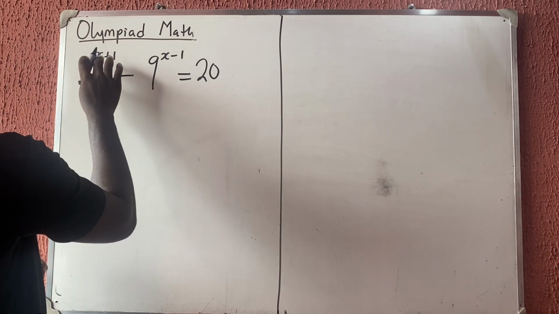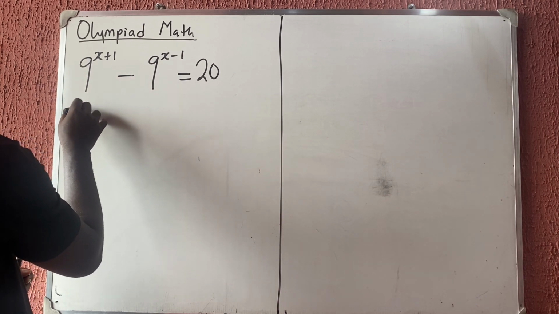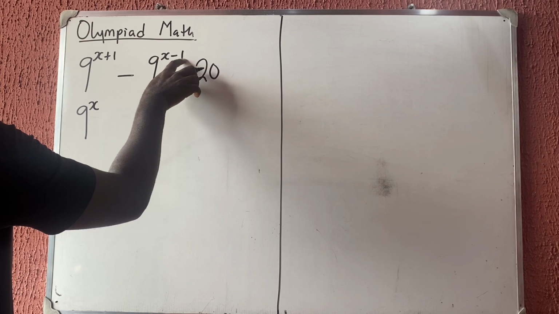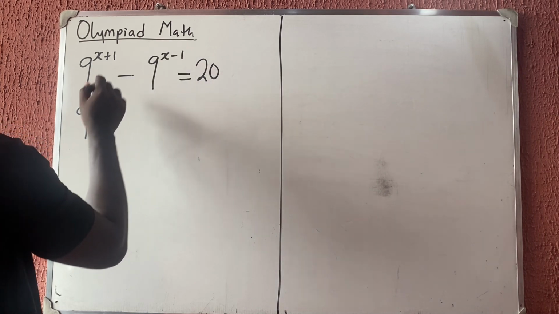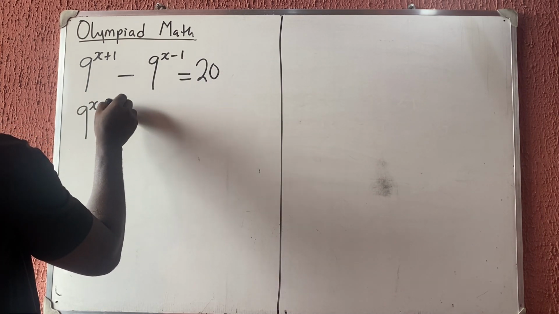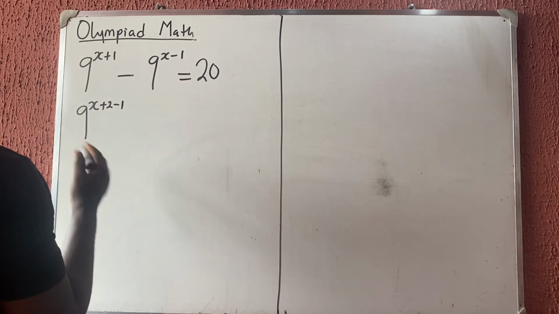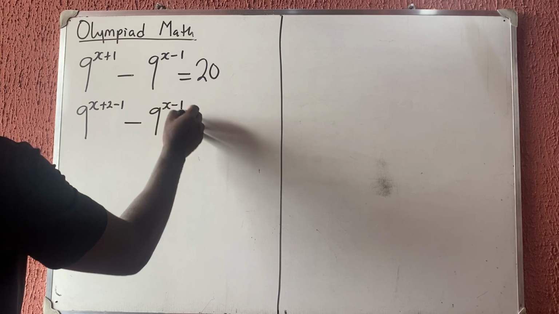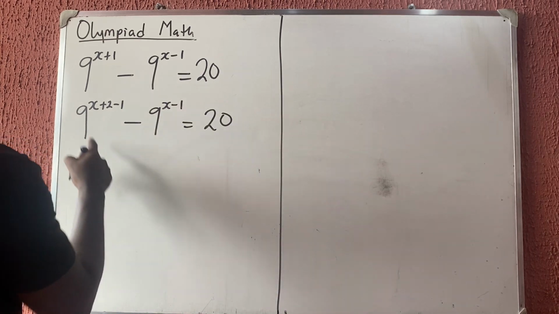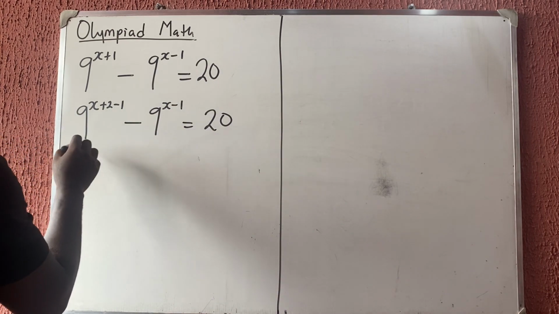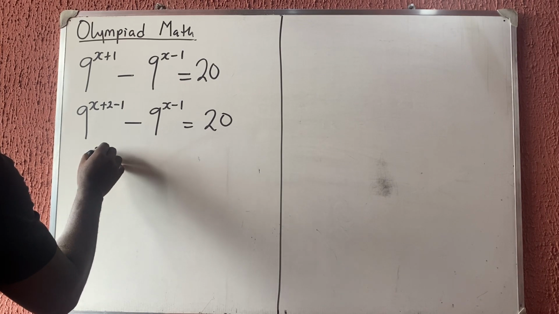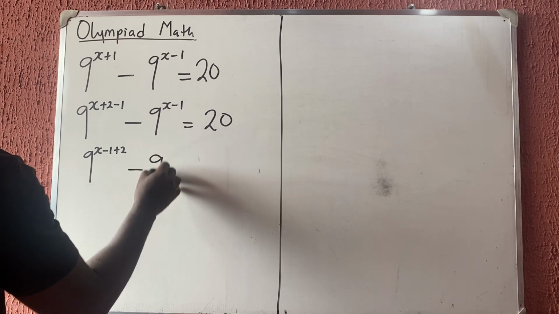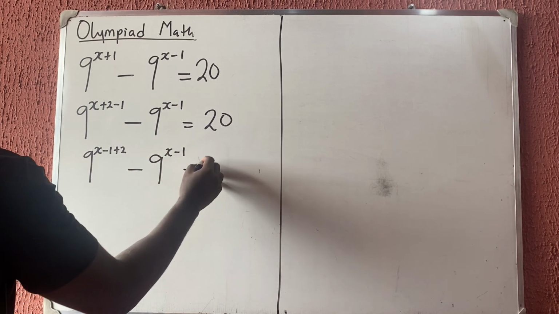Now I know that if I say that this is 9 raised to power x, now I want to get x minus 1. Do you know that 2 minus 1 will still give us this one here? I did not change anything. So minus 9 raised to power x minus 1 is equal to 20. Okay, so now separate them according to indices. This is now 9 raised to power x minus 1, let me keep it like this, plus 2. Then minus 9 raised to power x minus 1 is equal to 20.